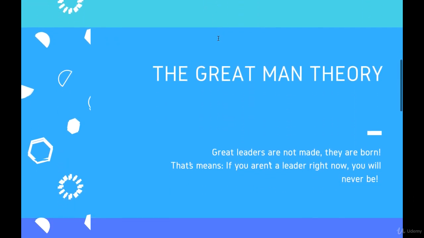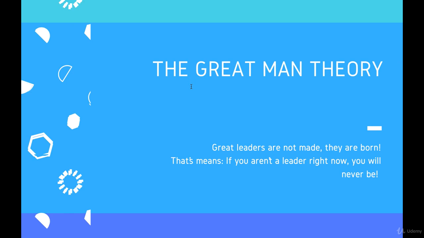So let's start with the first theory, and this one is called the great man theory. The bottom line of the great man theory is just that great leaders are not made, they are born. Now, in modern understanding, often what we say is that a leader can be made. For instance, and this is my personal perspective, I think that leadership skills can be acquired. But the great man theory basically says there is no way you can acquire leadership skills. You are born a leader, but if you're not born a leader, you will never become a leader.